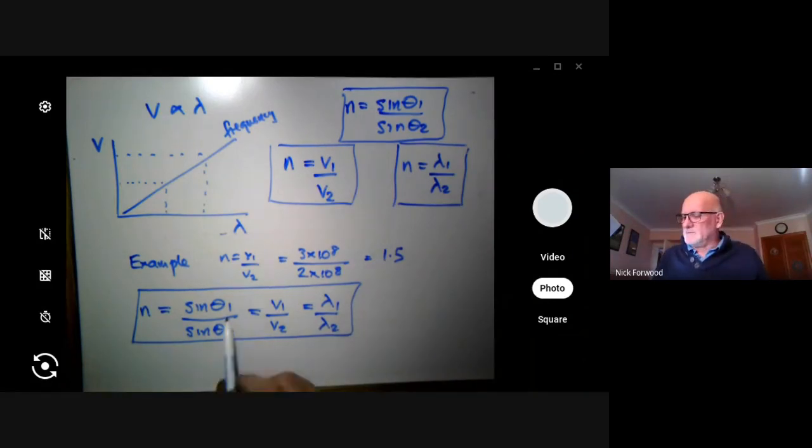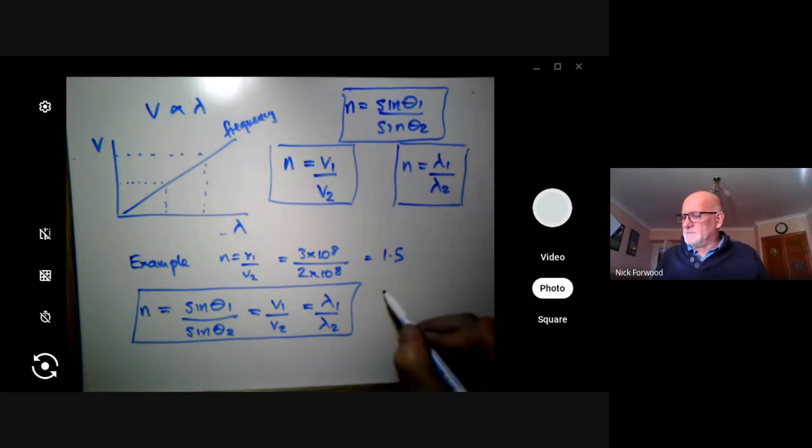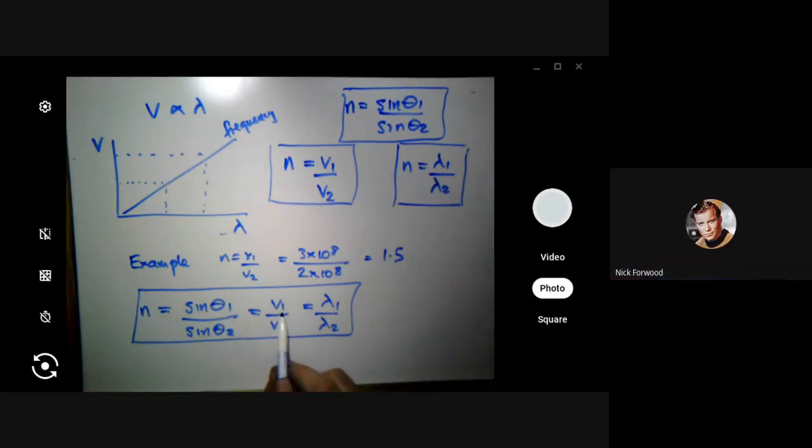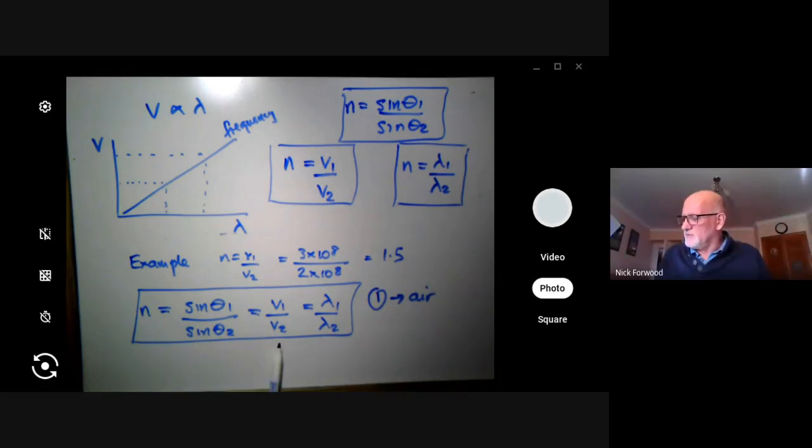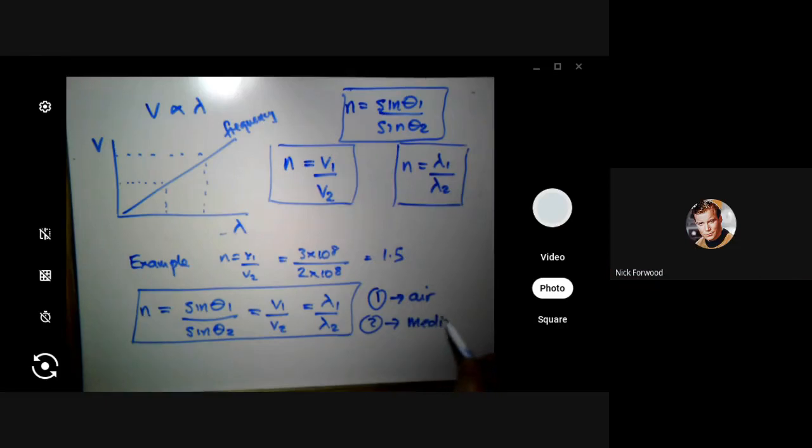Anything with a 1 in it, theta 1, velocity 1, wavelength 1, is in air, and anything with a 2 in it, theta 2, velocity 2, lambda 2, is in the medium. And there you go.